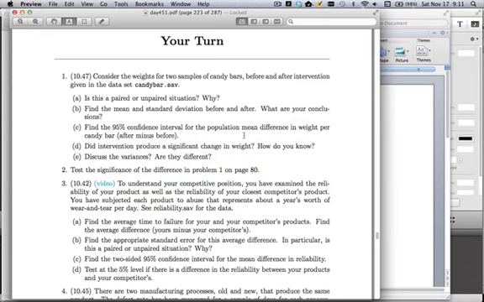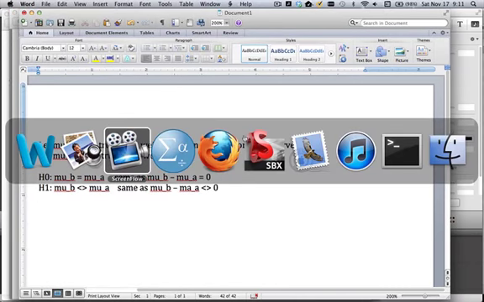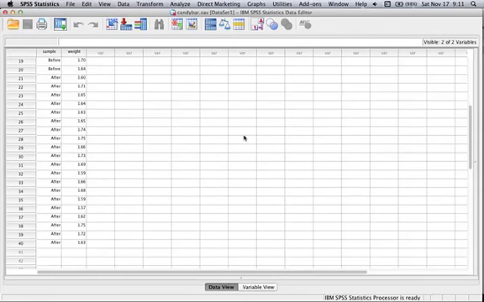Now let's just go read what we have to do. We have to find the mean and the standard deviation, find the 95% confidence interval, and then come to a decision whether the intervention produced a significant change in weight. And then we're also supposed to discuss the variances. So if we're going to do any sort of test, let's go back to the data set. The first thing we should note is that our sample size is fairly small. We've got 20 of one, 20 of another.